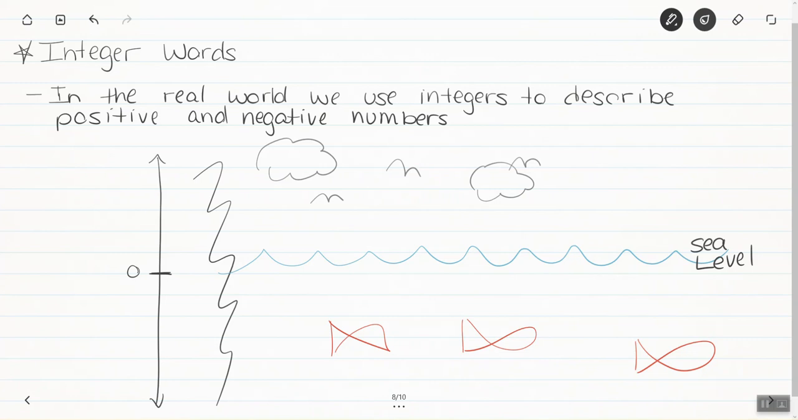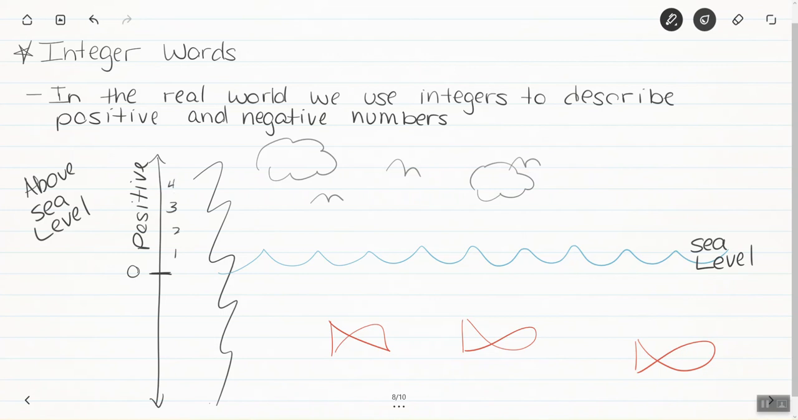On the earth, you'll hear like Mount Everest is so many feet above sea level. The Marianas Trench is so many feet below sea level. So sea level is right where the sea meets the land on any of the continents. So that's where 0 stands. Now, any numbers that are above sea level are going to be your positives. So this would be like +1, +2, +3, +4, and so on.